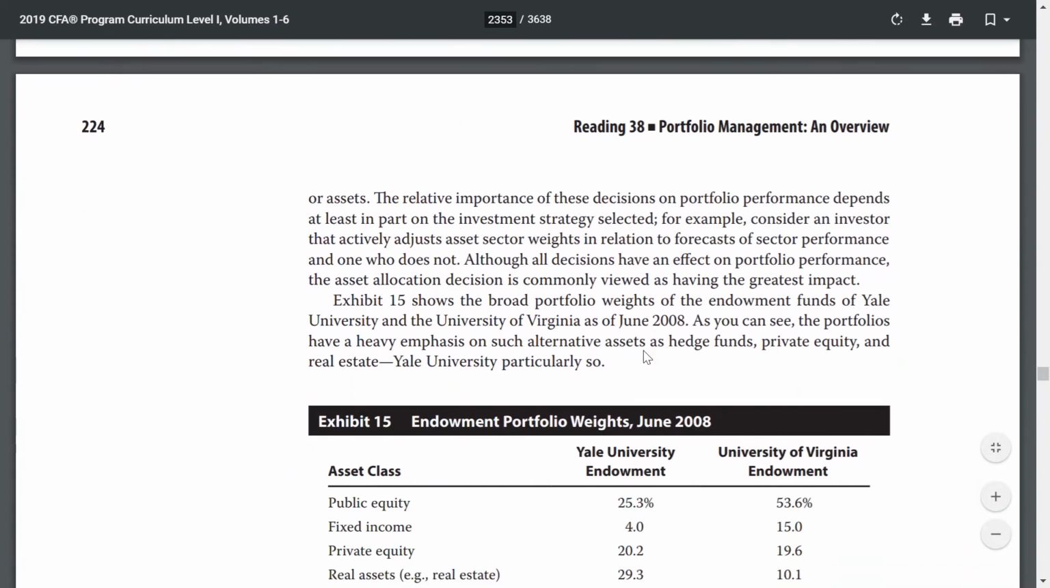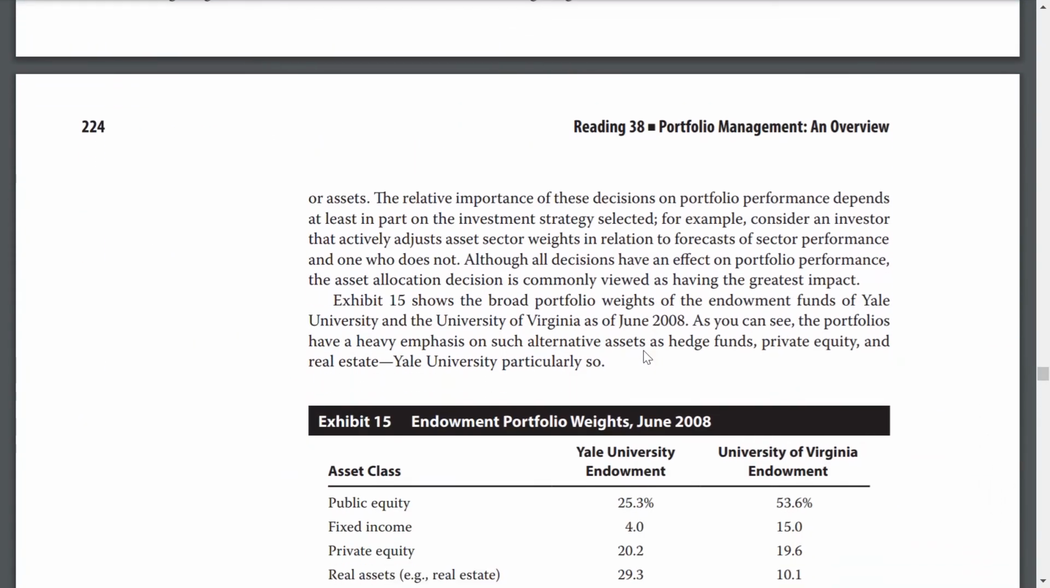The relative importance of these decisions on portfolio performance depends, at least in part, on the investment strategy selected. For example, consider an investor that actively adjusts asset sector weights in relation to forecasts of sector performance. The asset allocation decision is commonly viewed as having the greatest impact. Exhibit 15 shows the broad portfolio weights of the endowment funds of Yale University and the University of Virginia in 2008. As you can see, our portfolios have a heavy emphasis on such alternative assets as hedge funds, private equity, and real estate.